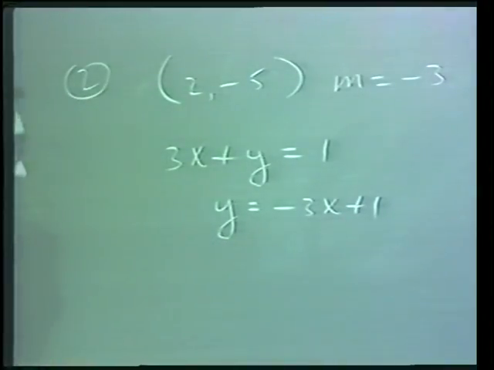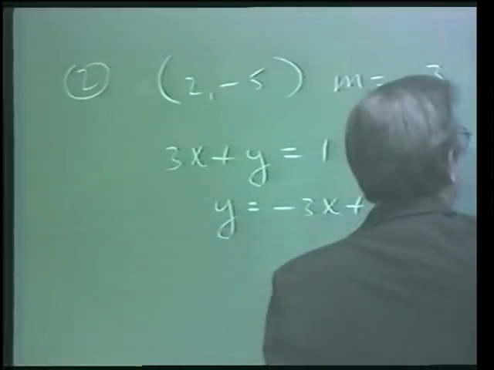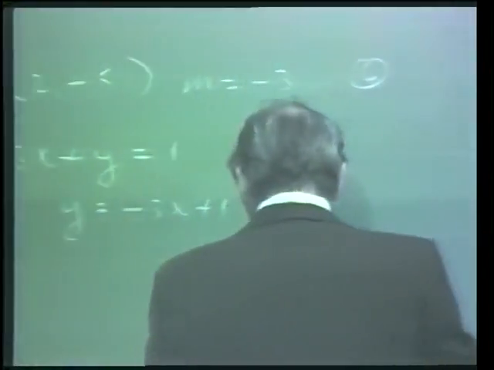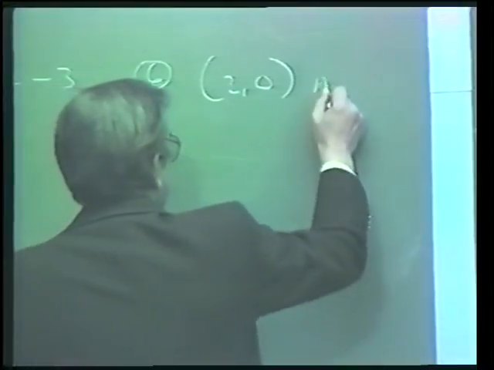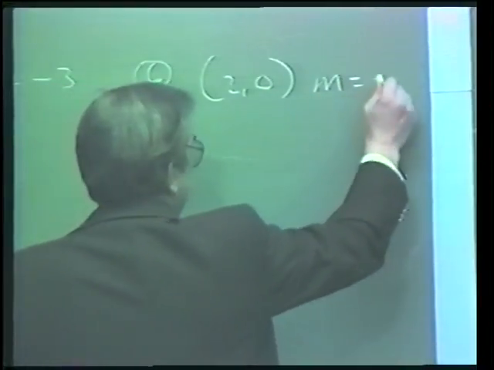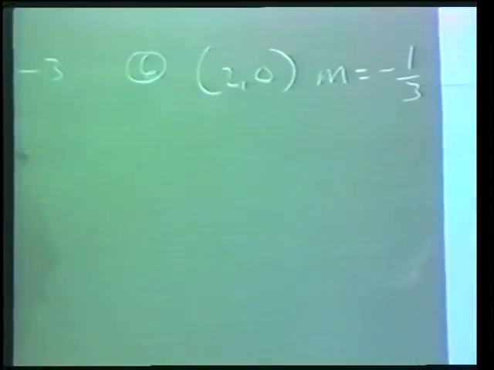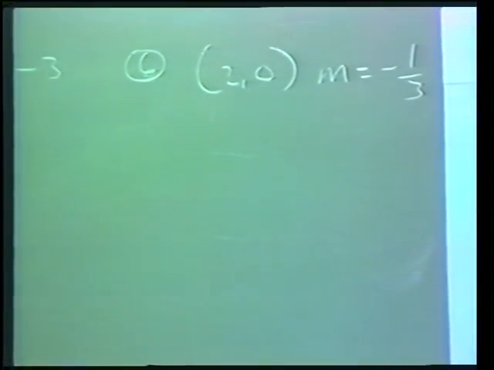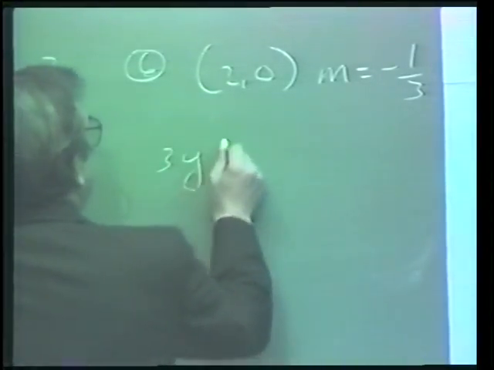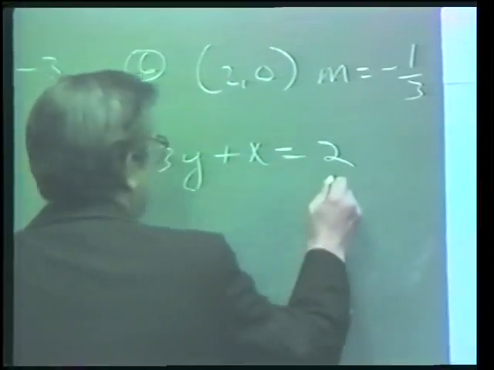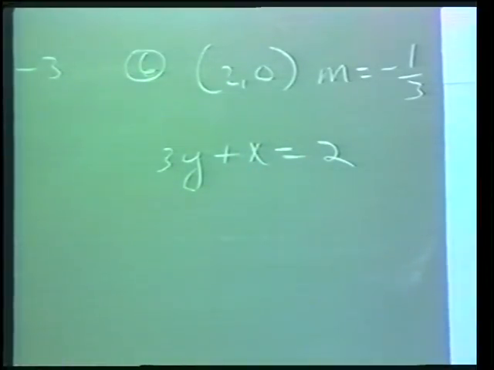Everybody agree with that? I'd like to take a look at another problem. Number 6. They give you a point, (2, 0), and they say that m is equal to -1/3. This was problem number 6. Now you had to find the equation of a line. Now if you did this correctly, you came out with 3y plus x equals 2, I believe. Is that right? Okay? I'd like you to solve that for y.